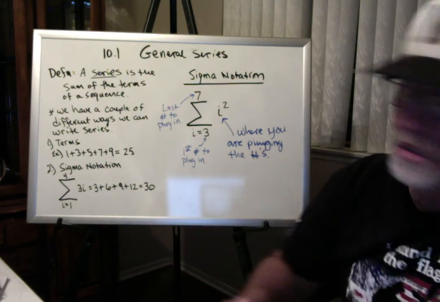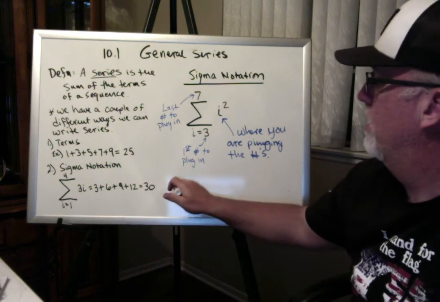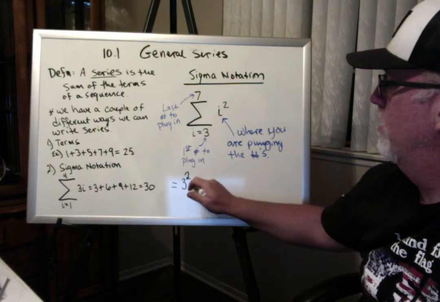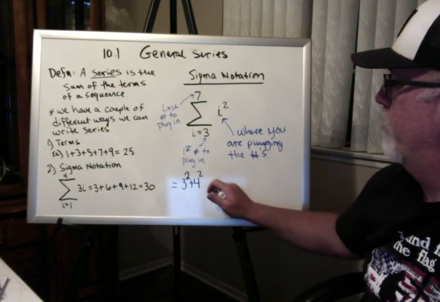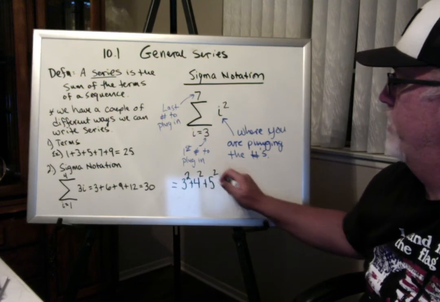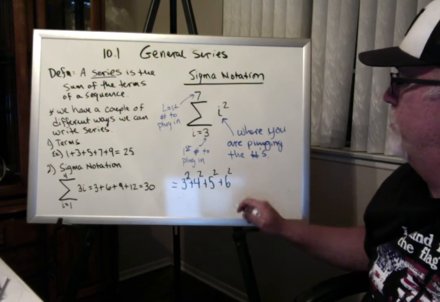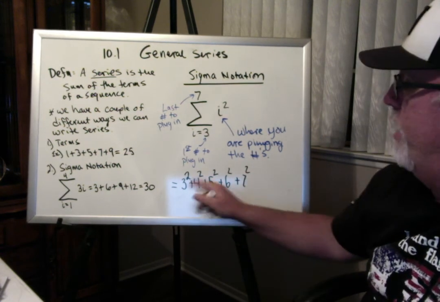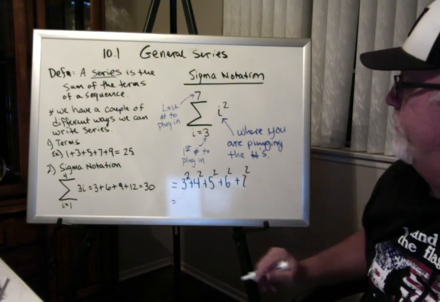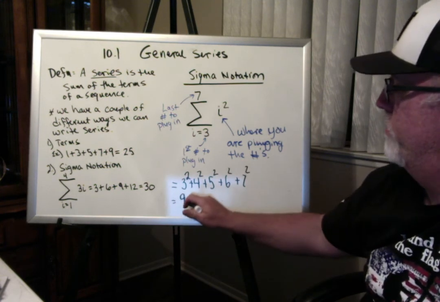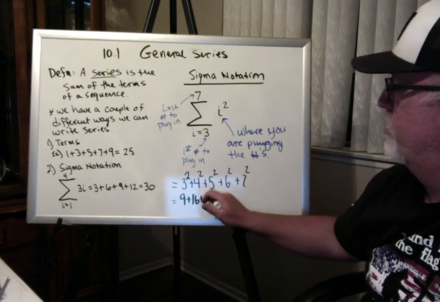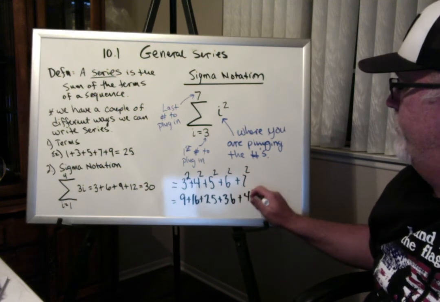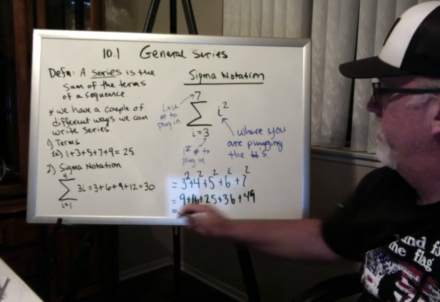When we do that down here, if I plug in 3, I'm going to get 3 squared. Then I plug in 4, I get 4 squared. And then I get 5 squared by plugging in 5. I get 6 squared by plugging in 6. And I get 7 squared by plugging in 7. And then I would simplify this out. 3 squared is 9, plus 4 squared is 16, plus 25, plus 36, plus 49. And then I would add those together.